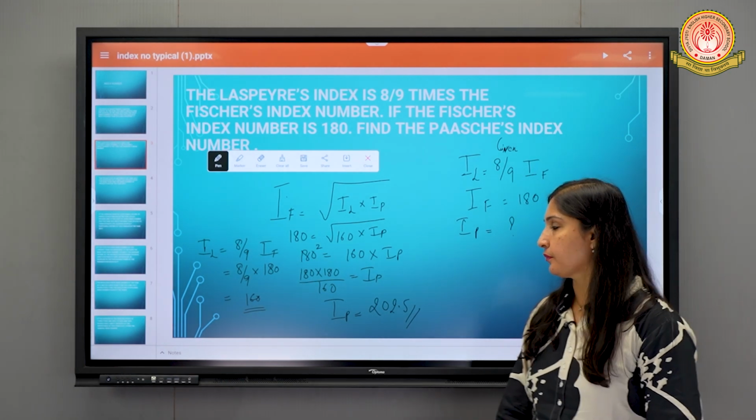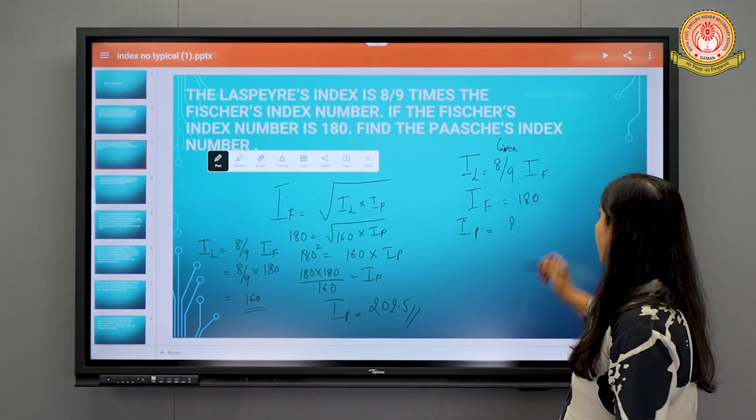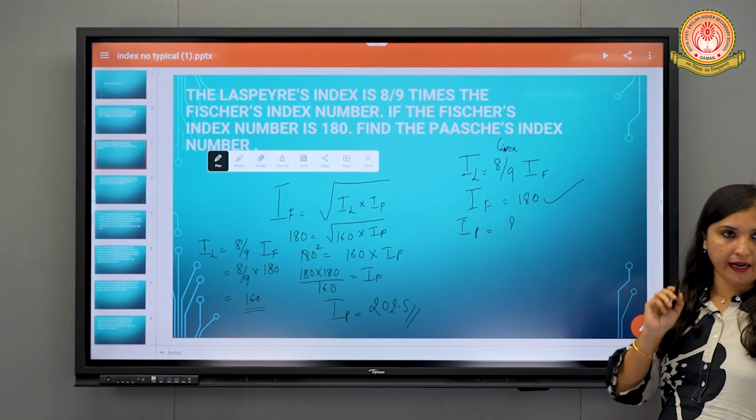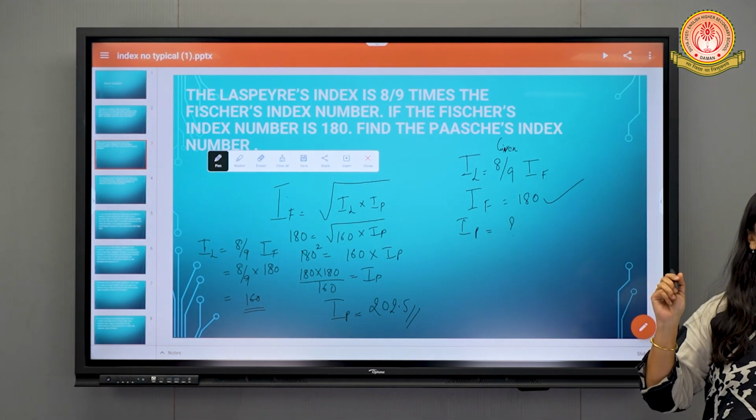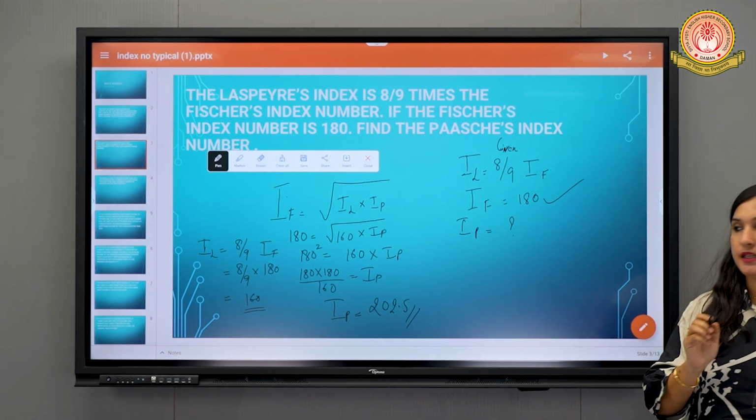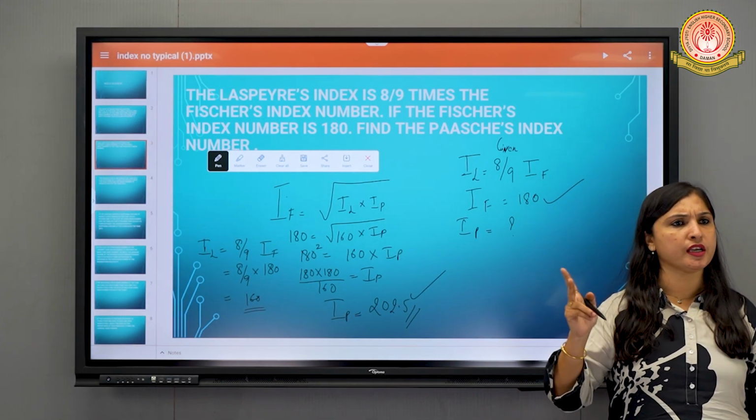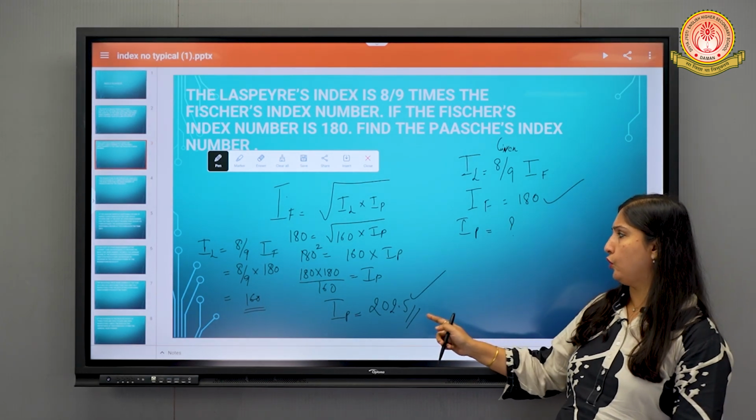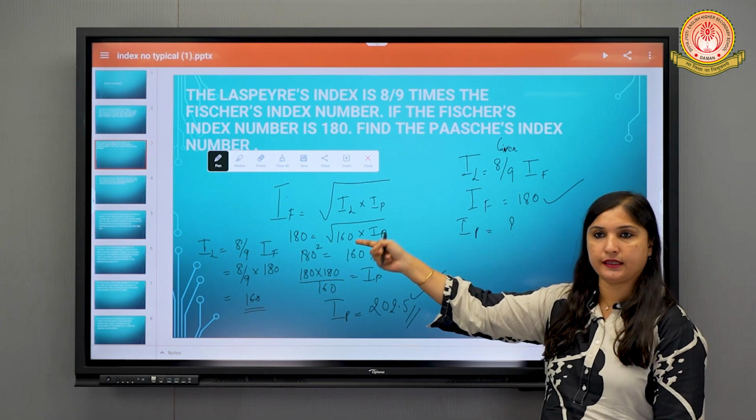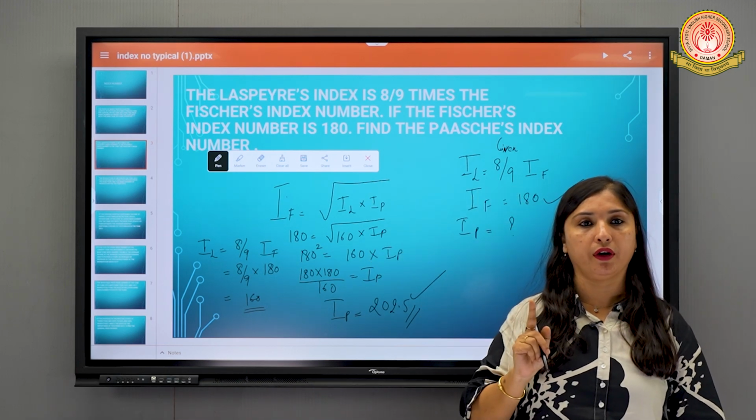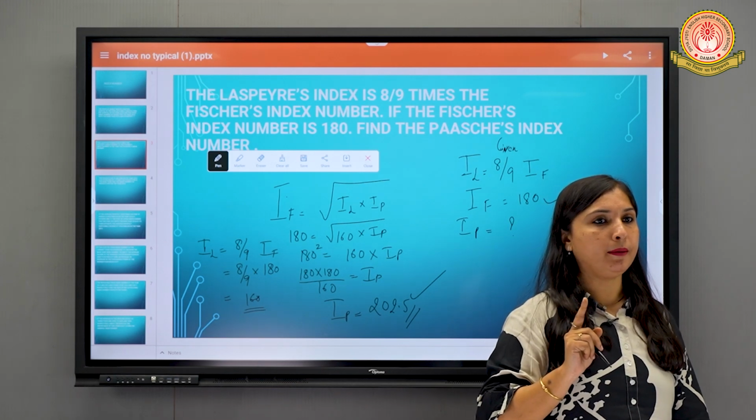What did you get? You got 180. That means IF, which was already given as 180, is correct. This means the answer that you got of IP is correct. You are just cross-checking the answer by multiplying 202.5 with 160 and taking the root of it. Is it clear to everyone?